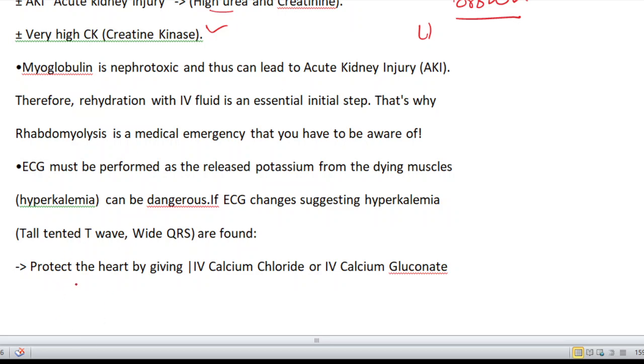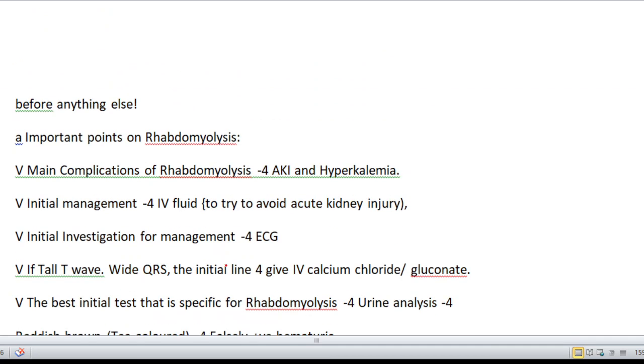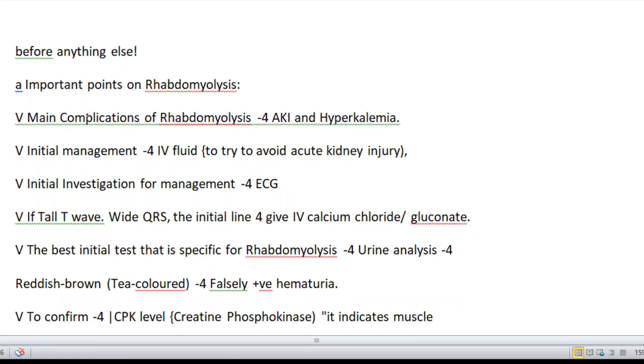Then you give IV calcium chloride or calcium gluconate in order to protect the heart. Remember that these two things are only cardioprotective. They do not change the serum potassium level. They are given just to have a cardioprotective effect on the heart. Now, important points.